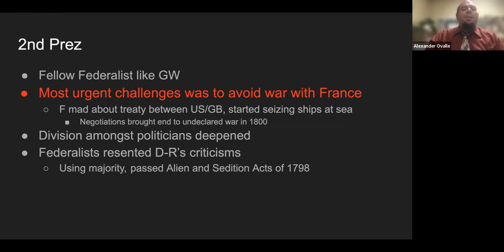The division amongst politicians is going to deepen. Federalists are going to resent the Democrat Republicans' criticisms. Using a majority, they will pass the Alien and Sedition Acts of 1798. Sedition, can't say anything bad about a politician.